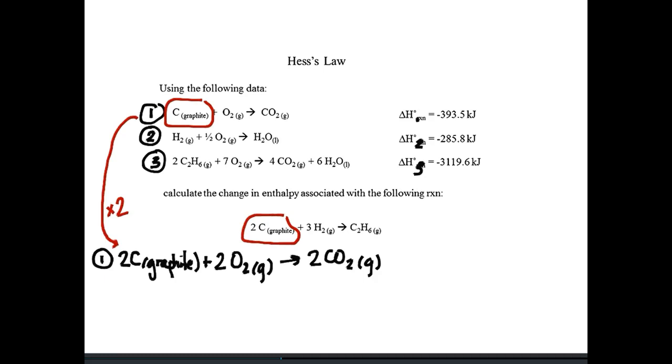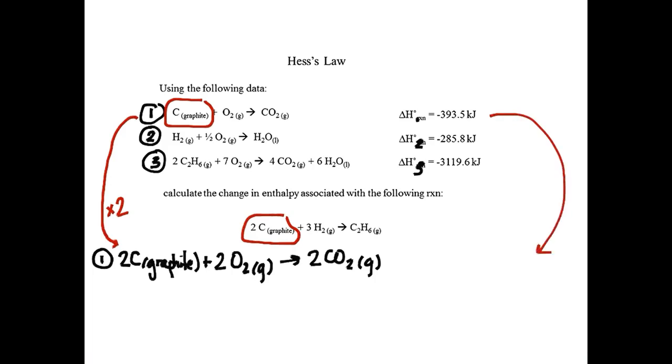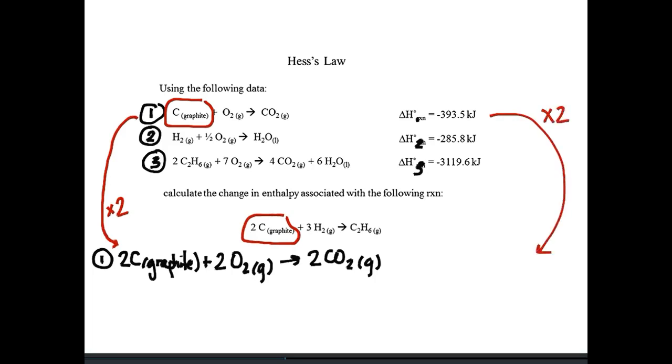And it's on the same side of the equation, which is good. We don't have to reverse the direction of the reaction, but the one at the bottom has 2 moles instead of 1. So we need to take reaction 1. We're going to multiply the entire reaction by 2. So we get 2 moles of carbon, 2 moles of oxygen, and 2 moles of carbon dioxide. And then we're going to take delta H and multiply that by 2 as well. So whatever we do to the reaction, we're also going to do that to delta H. And that gives us a new delta H1 times 2 of negative 787 kilojoules.